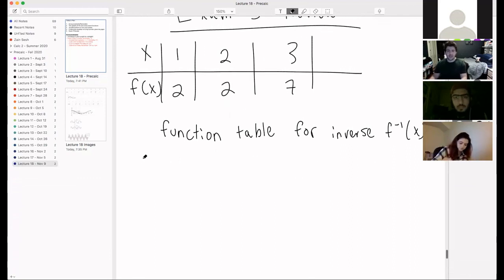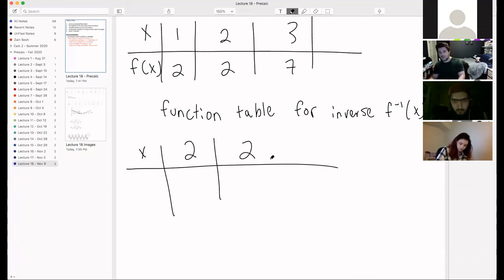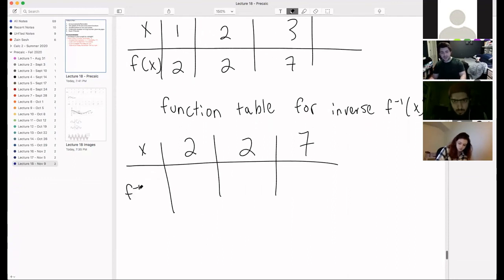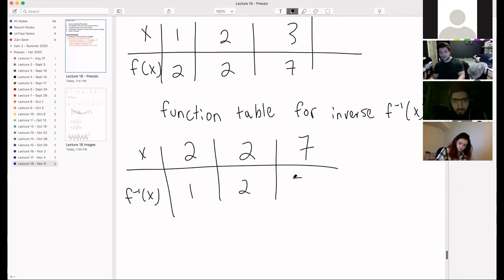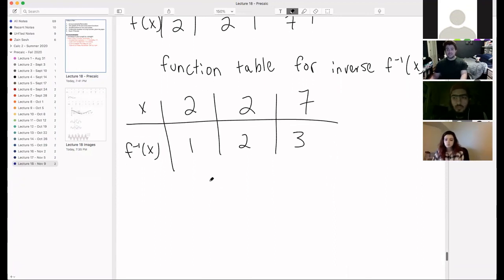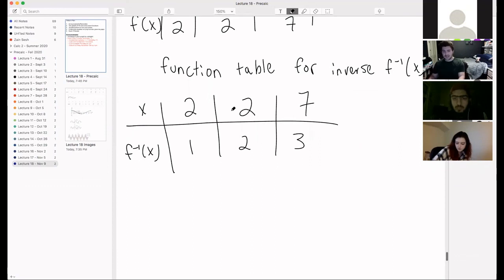So what you do here is you literally just swap the 2 rows. So this bottom row of 2, 2, 7 becomes the top row. That becomes our inputs. So it'll become 2, 2, 7, and the top row now becomes the bottom row. So I have 1, 2, 3. Okay, so the question I'm going to ask you is, is the inverse table a function? That's going to be the next thing I'm going to ask you. Does the function table for the inverse satisfy the definition of a function?